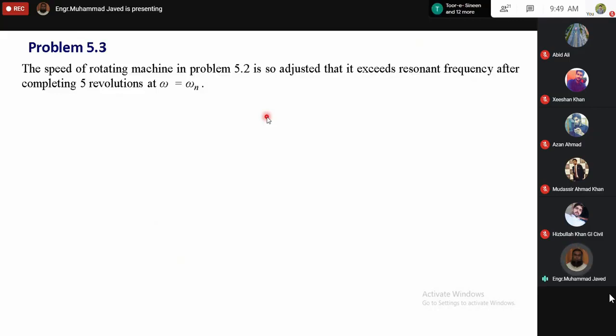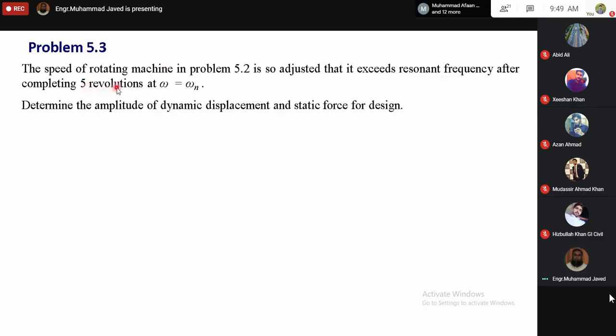Usually the speed of a rotating machine is adjusted in such a way that at resonant frequency it does not complete too many cycles, because the more cycles it completes at resonance, the more displacement will be produced. So in this case, the speed of the machine is so adjusted that it exceeds resonant frequency after completing 5 revolutions. Now for this condition, what will be the amplitude of dynamic displacement and static force for design?